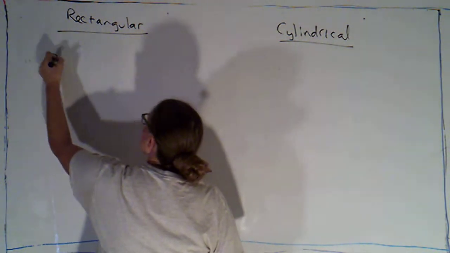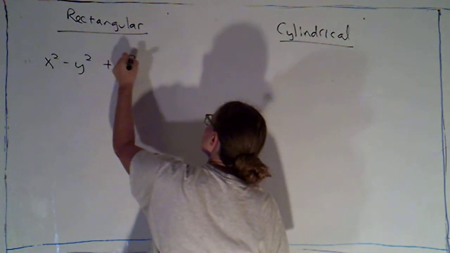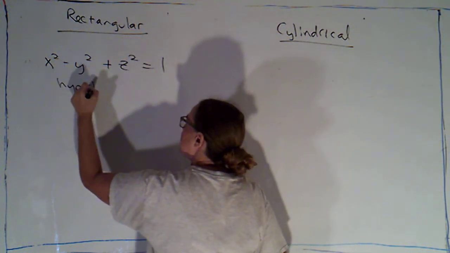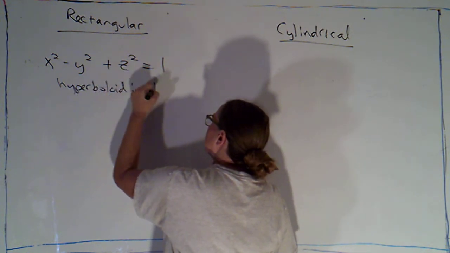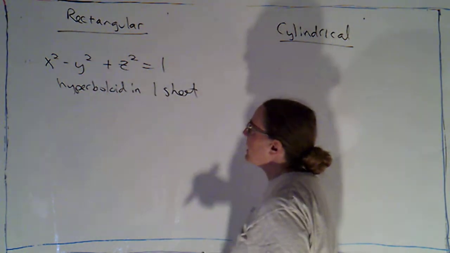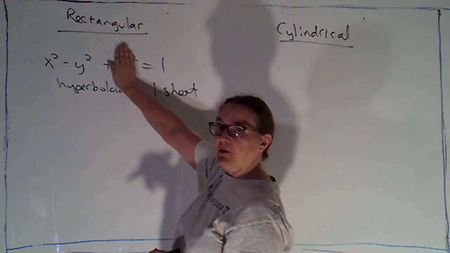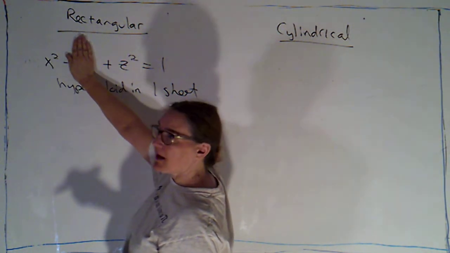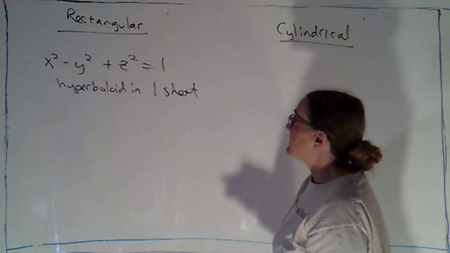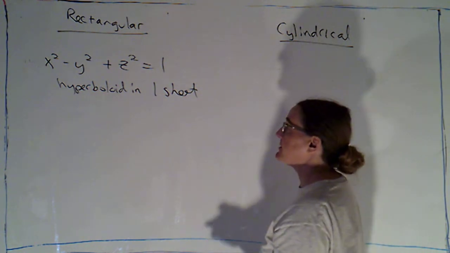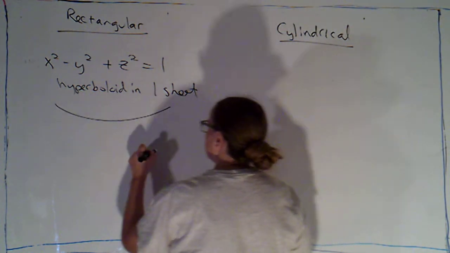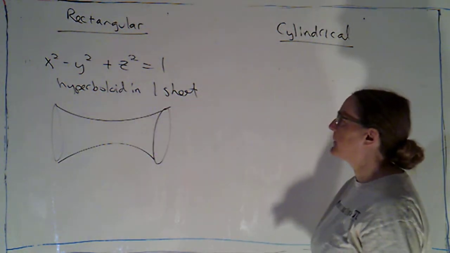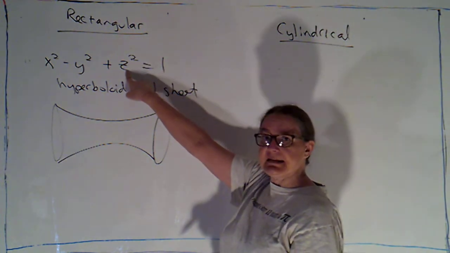Let's say I had x squared minus y squared plus z squared is equal to 1. This is going to be a hyperboloid in one sheet. I can see in the xy plane I'm getting a hyperbola. In the yz plane I'm getting a hyperbola. And in the xz plane I'm just getting a circle. So this is going to be a hyperboloid in one sheet with circular cross sections. And it's going to be centered around the y-axis. So it would look something like so. Okay.